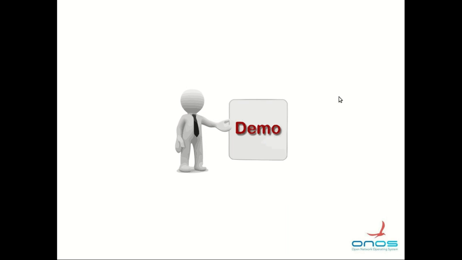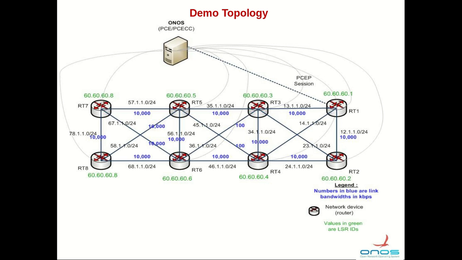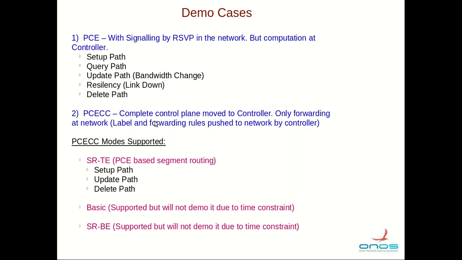We'll see how we have developed it and how we can configure it, and we'll show how we set up or delete the path. This is our demo topology. Here we have 8 routers in a single AS and single domain, all connected in a mesh network. We have a single controller node in our demo, not in cluster mode. It is connected to these devices for the PCCC case, or in the case of normal PCE, connection only to the ingress is sufficient. As part of this demo, we'll cover both PCE and PCCC.